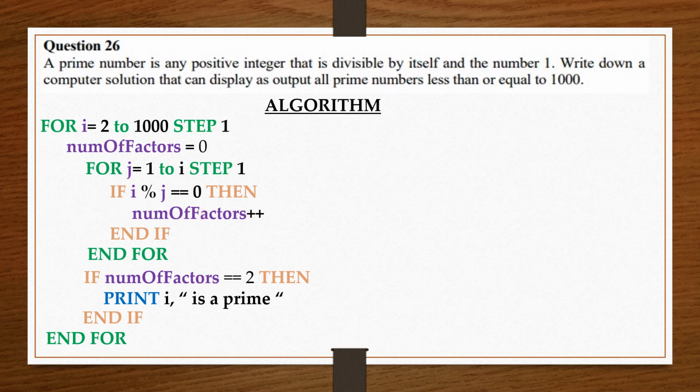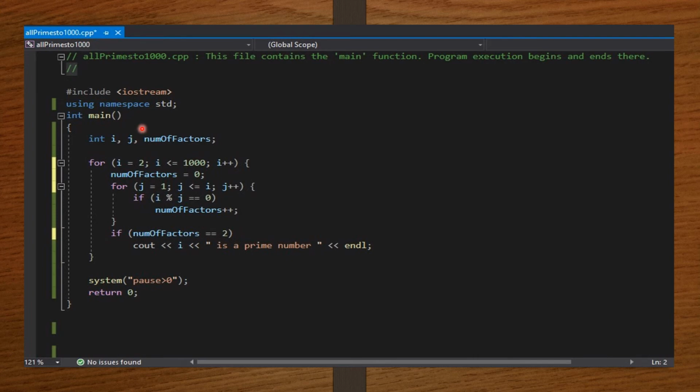Now let's convert this to code and see how it is. So in the int main function, I declared I, j, and number of factors to be integers. Then I set the for loops, the outer for loop and the inner for loop, with the outer for loop being the number running from 2 to 1000, and then the inner for loop from 1 to I. As I said, it's from 1 to I because the factors of a particular number cannot be greater than the number itself. Like when I have 6, the factors of 6 cannot be greater than 6. They are all less than or equal to 6.